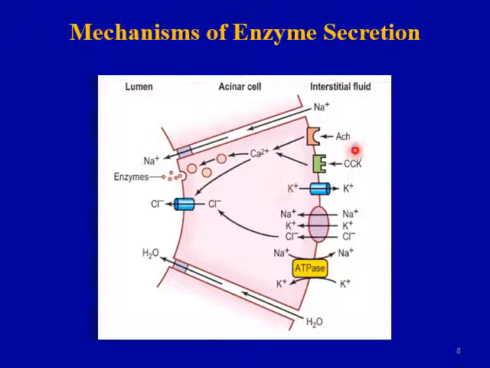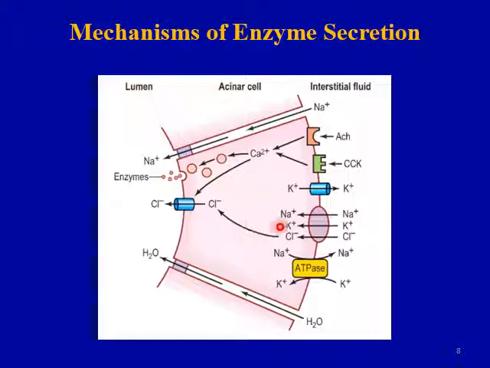Neurohormonal factors like acetylcholine or CCK will stimulate muscarinic receptors or CCK receptors respectively. Both of them will lead to an increase in the intracellular calcium. The intracellular calcium will induce the exocytosis of these zymogen granules, and the enzymes inside those granules will be released into the acinar lumen. Moreover, the high calcium, as I said, can stimulate the apical chloride channels.